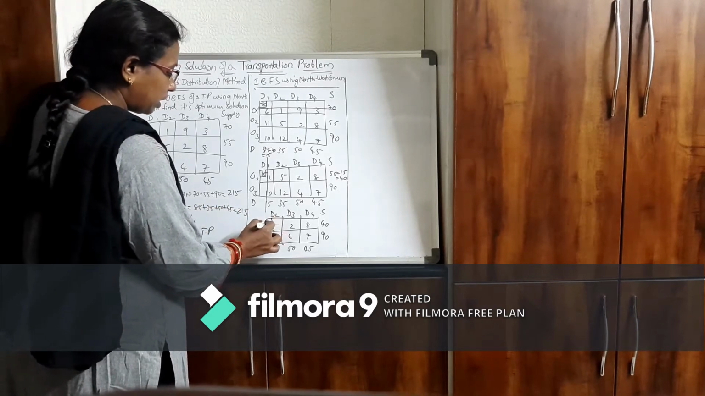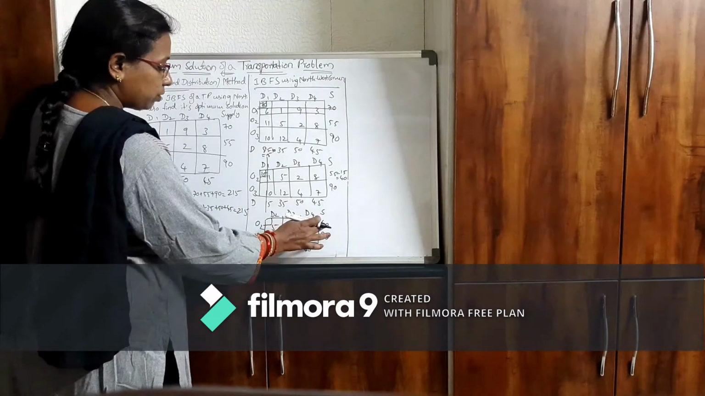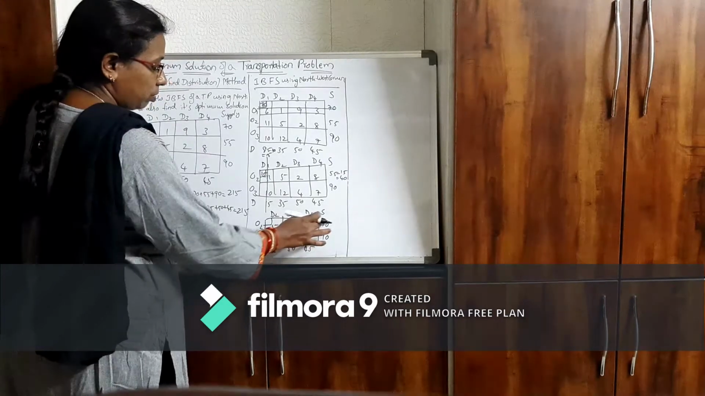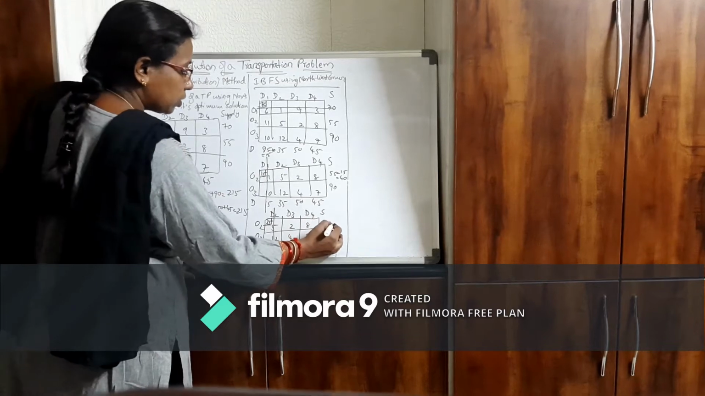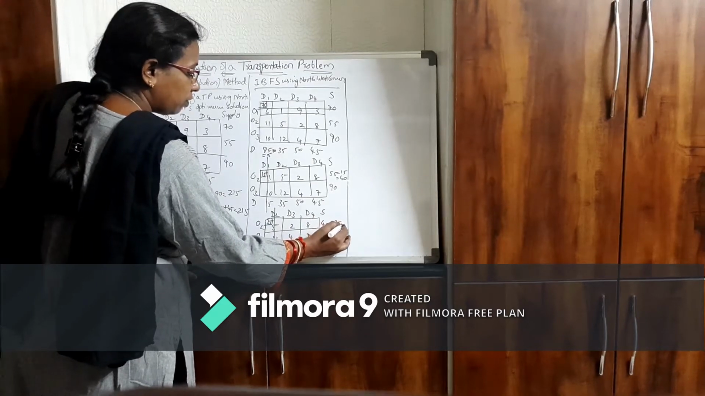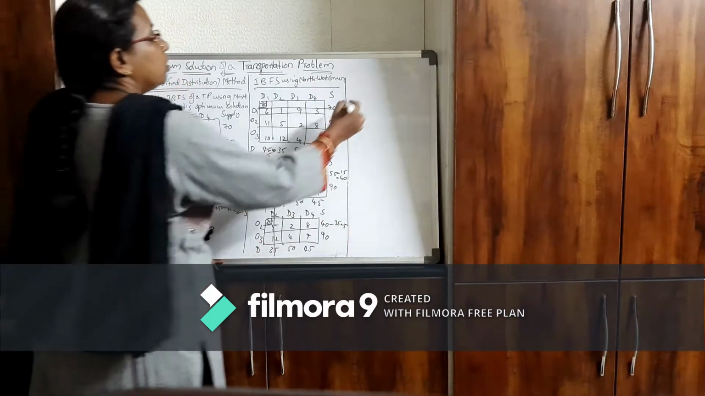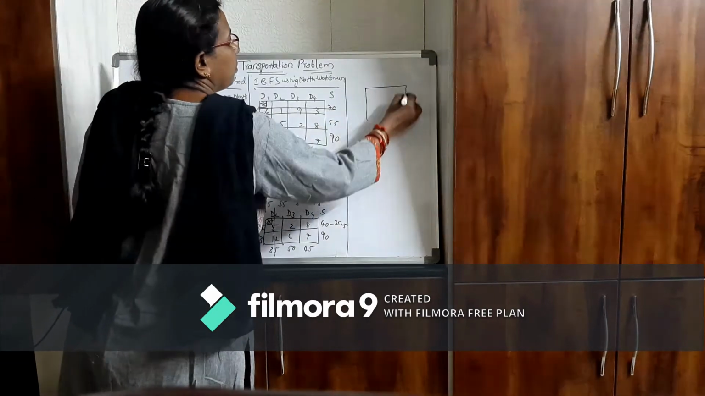So here I have to make an allocation. The corresponding values are 40 and 35. The minimum of 40 and 35 is 35, so this column will get exhausted. 40 minus 35 is 5. So what is the leftover part you have?